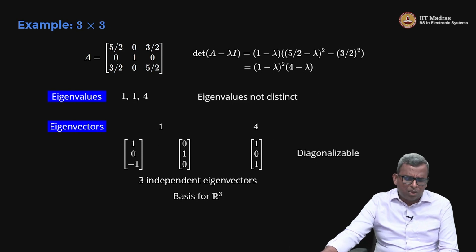Like I said, you don't need to find these vectors explicitly. You just need to find the geometric multiplicity of 1, and for that you need the nullity of A minus I. That's what you have to find here.